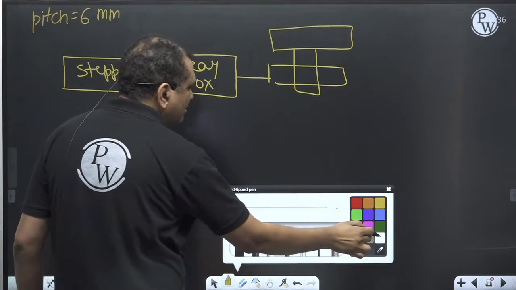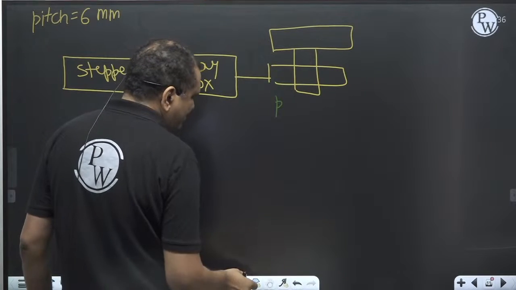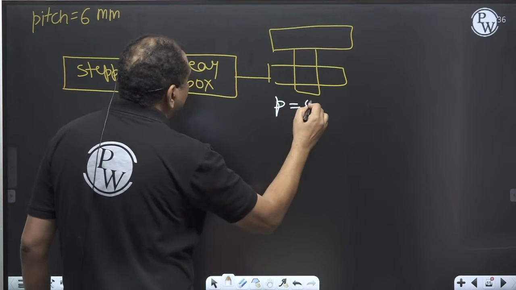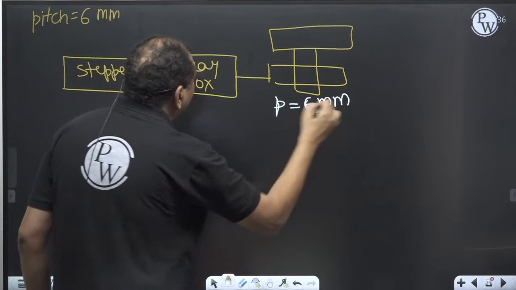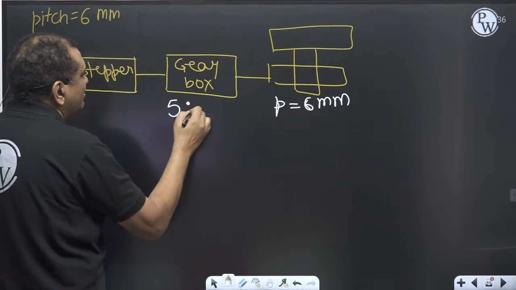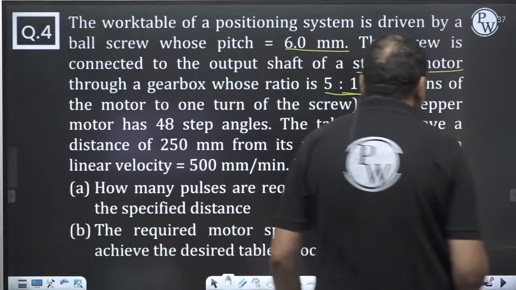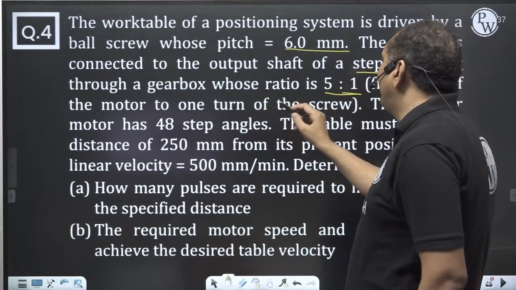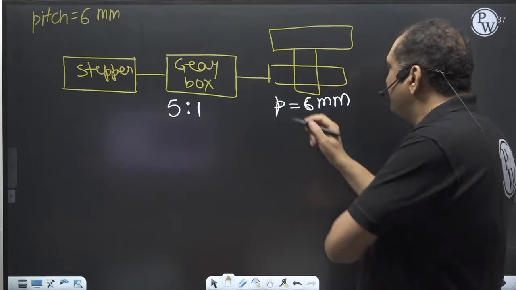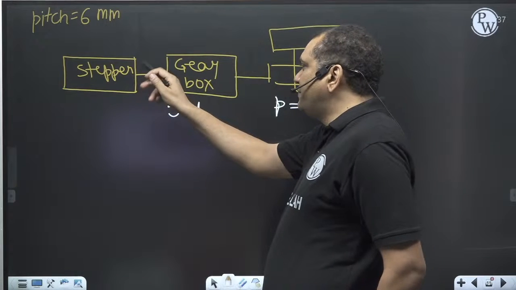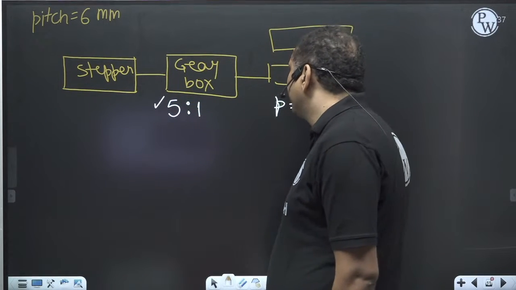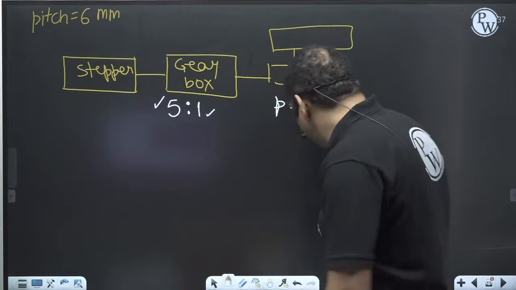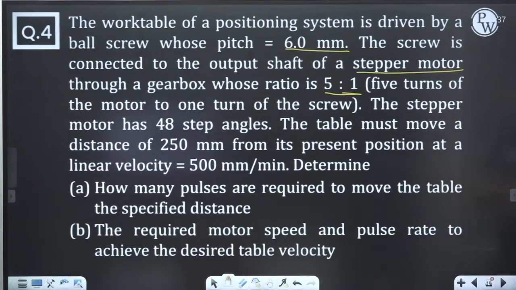And this pitch, because green color you cannot see, P is 6 mm. And it's a gear ratio 5:1. 5 turns of the motor to 1 turn of the screw. Meaning, suppose the stepper motor makes 5 turns, the lead screw will make 1 turn. It's a reducing gear. Okay. All right.